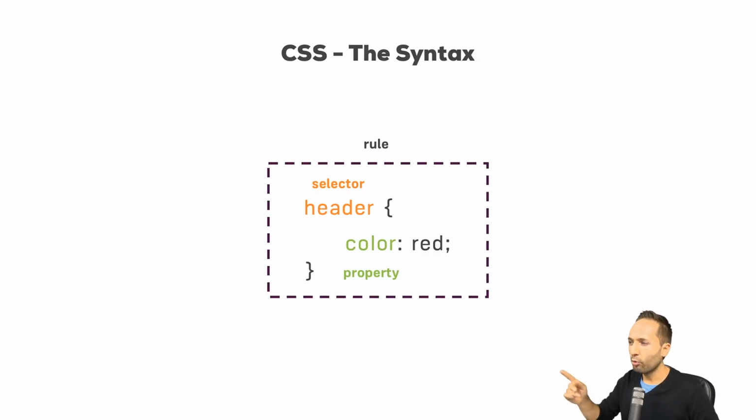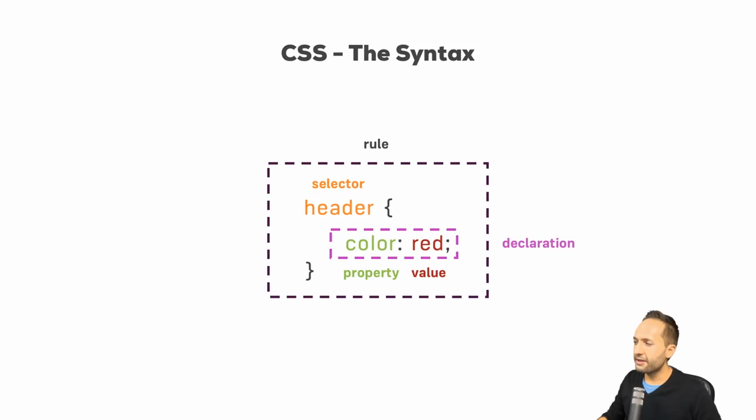After the property, we need another thing, this red right here. Now what's the red? Well, you have a property, but you need to define a value for the property because you want to change the color. I understood that, but to which color? And that's the reason why we need that value right here. And the combination of the property and the value, so this part right here, is simply called the declaration.